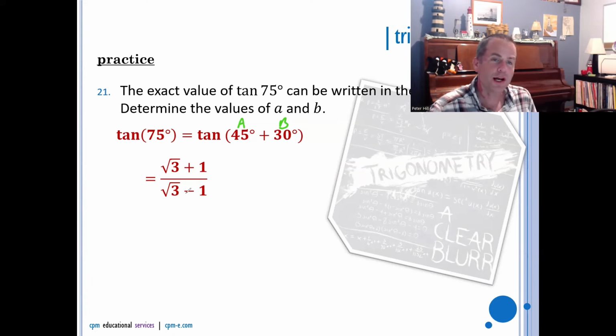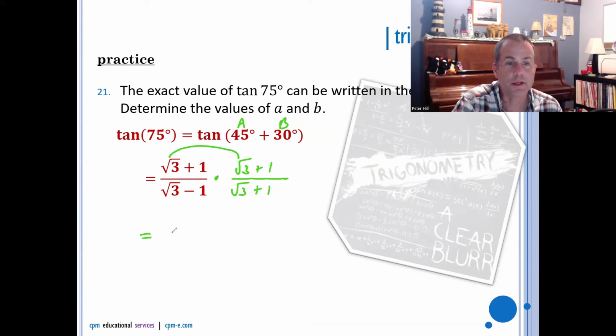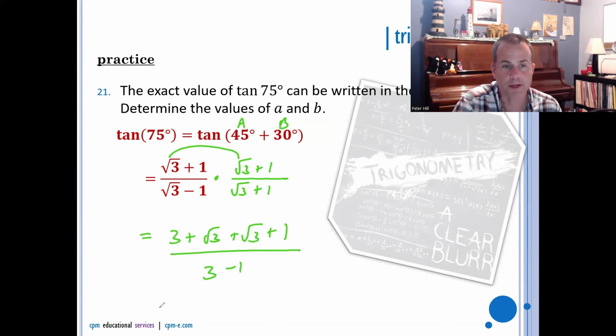Okay, so if I want to deal with this, then I'm going to multiply by the conjugate. Essentially, I'm going to rationalize the denominator is what I'm going to do. So I'm going to multiply this by root 3 plus 1, and then same thing on the top. Okay. If I do that, I end up with 3 plus root 3 plus root 3 plus 1. And then on the bottom, I end up with 3 minus 1. Okay, so that gives me 4 plus 2 root 3 over 2. And then everything is divisible by 2. So that'll give me 2 plus root 3.